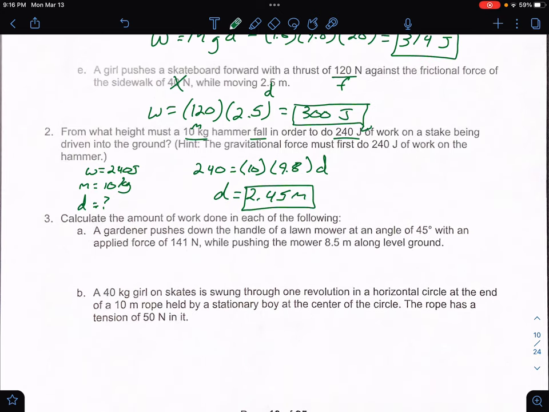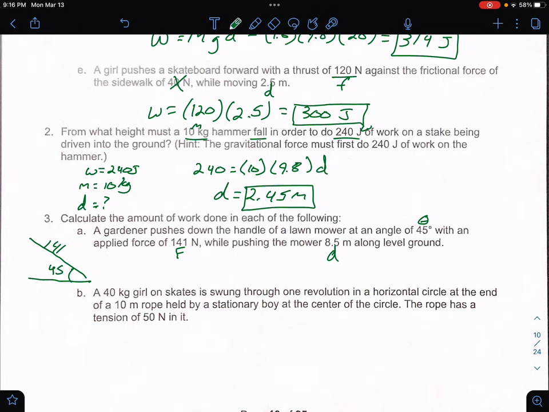Okay, number 3, calculate the amount of work done in each of the following. A gardener pushes down on the handle of a lawnmower at an angle of 45 degrees, so there's your angle, with an applied force of 141 newtons. So there's your hypotenuse force, while pushing the mower 8.5 meters along the ground. Again, I'm going to draw this out. You have your triangle. I'm pushing down at an angle of 45 degrees. My force on the hypotenuse is 141.